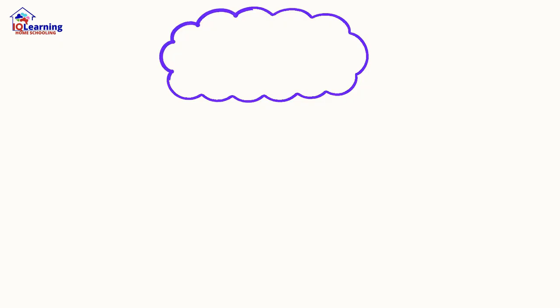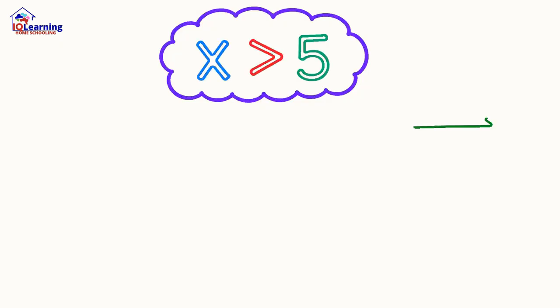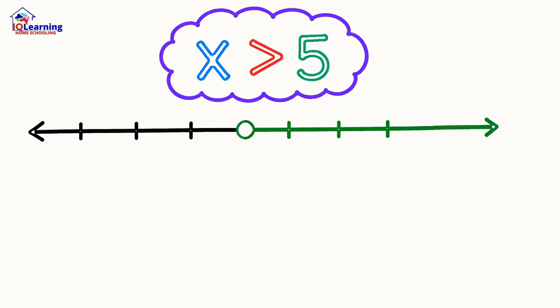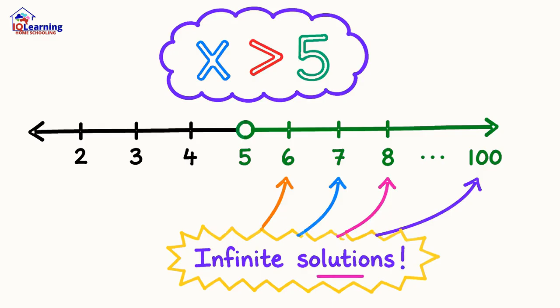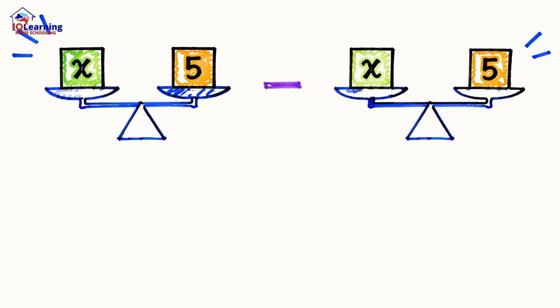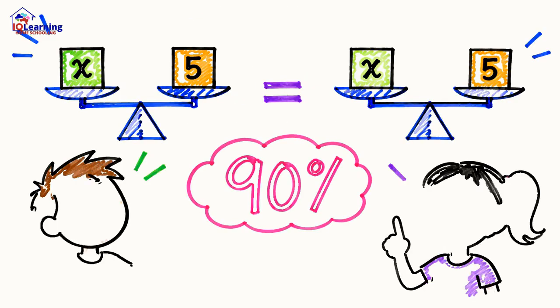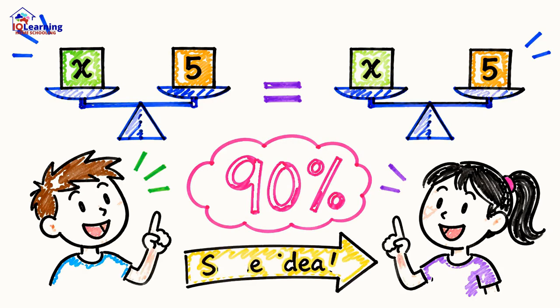Unlike an equation like x equals 5, which has one specific answer, an inequality like x greater than 5 has infinite solutions. 6, 5.01, 100. It's a whole range of possibilities. And solving them is surprisingly familiar. If you can solve a basic equation, you're 90% of the way there.